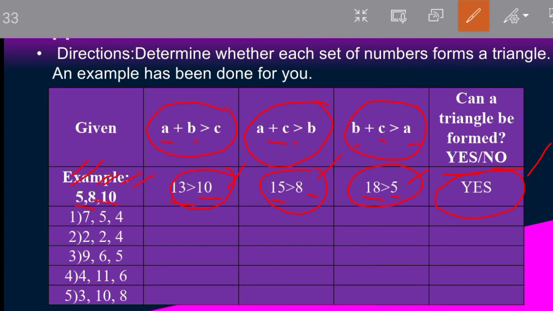This time, it is now your turn to answer. I will give you at least 10 seconds to answer the remaining items. The time starts now.